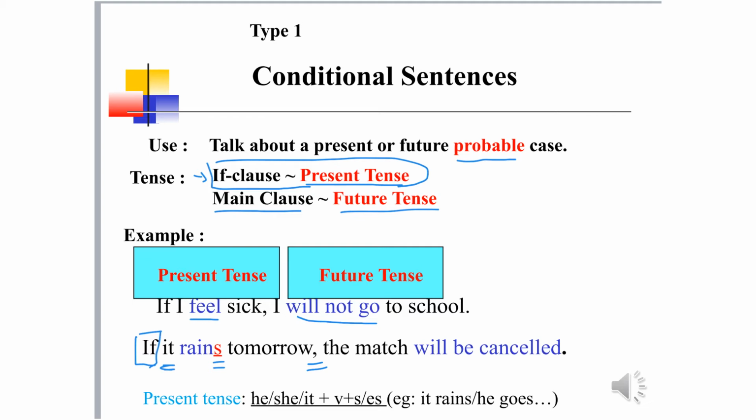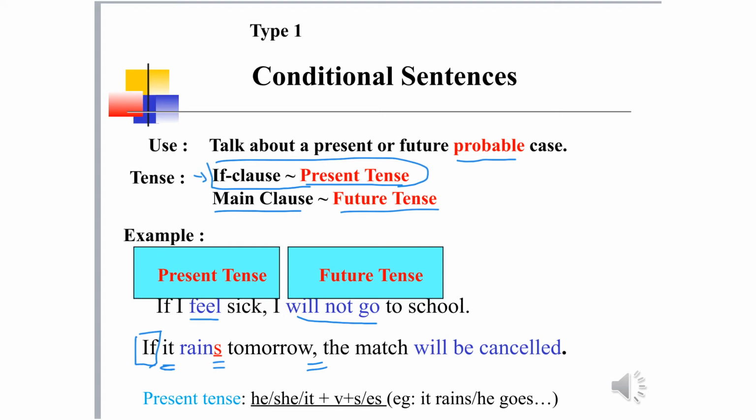It's also a probable case, because the match will be cancelled or the match will not be cancelled. There are two possibilities, so it depends on the rain. If the rain is very heavy, then of course the match will most likely be cancelled. But if the rain is just a few drizzles, not heavy rain, maybe the match will not be cancelled. So there is a probable case here. The match may be cancelled or may not be cancelled. In this case, we should use type 1.